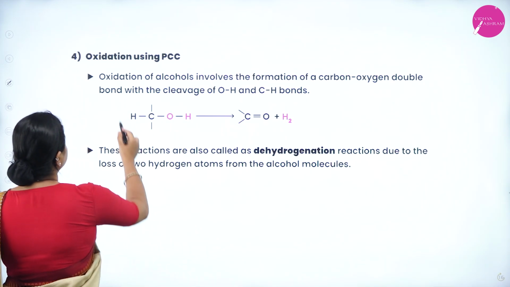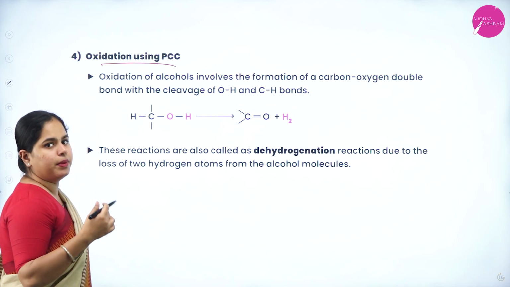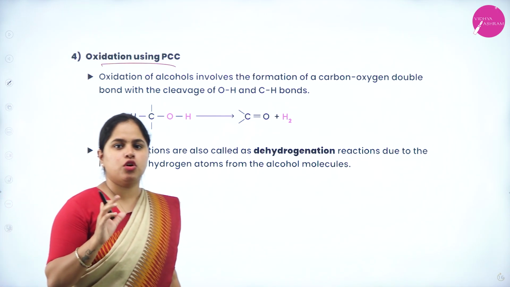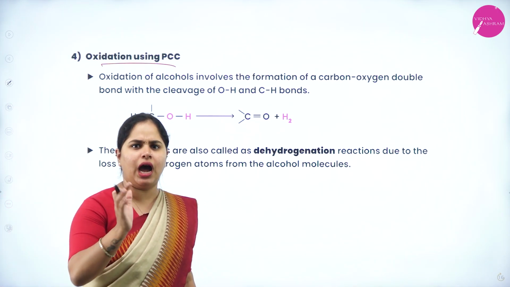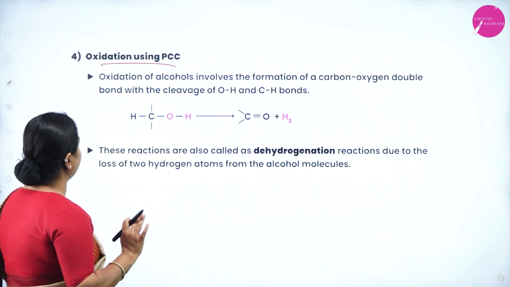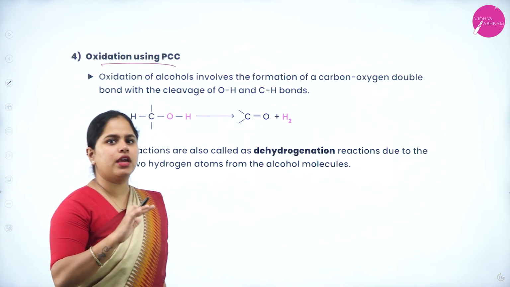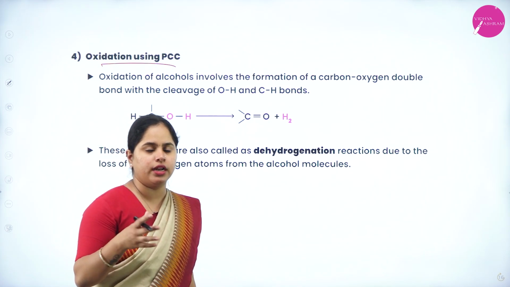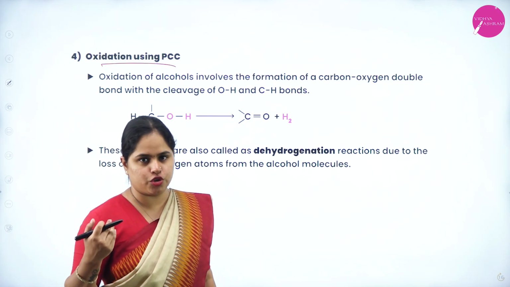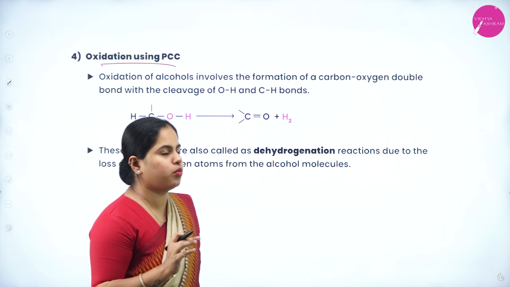Next one is oxidation using PCC, pyridinium chlorochromate. So oxidation, again we are going to add oxygen. So let's see exactly what is going to happen. Are we going to add oxygen here? Another way we can discuss in terms of oxygen, right? It can be removal of hydrogen also. It can be addition of oxygen or else removal of hydrogen.